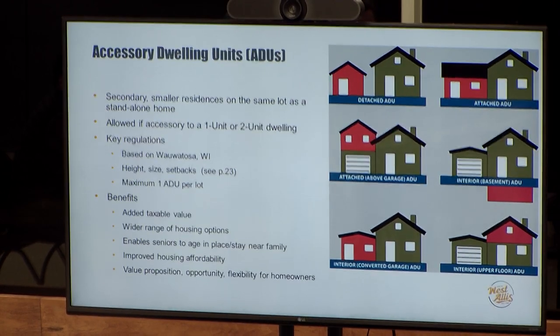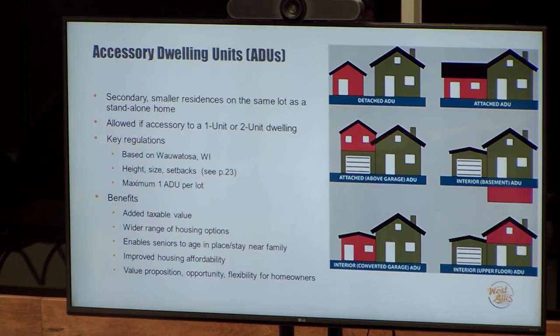Okay. And we talked a little bit about accessory dwelling units. Again, an accessory use focused primarily on single and two-family homes. In other words, if you have a four family, you can't build a small little cottage in your backyard for an accessory dwelling unit or ADU. So these are again just a smaller house or cottage on the same property as your primary residence.